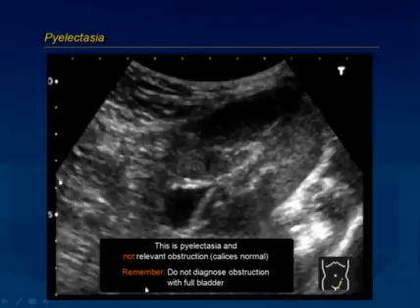Also worthwhile to remember that we are not permitted to diagnose obstruction with a full bladder. So if this was seen with a full bladder, then the next reasonable step would be to send the patient to the toilet and repeat the transplant ultrasound. Very often these signs would then disappear. So do not diagnose anything that is connected to obstruction as long as the bladder is full.